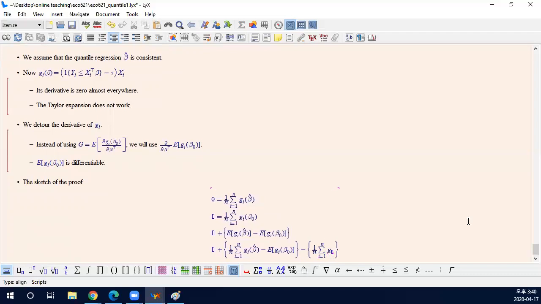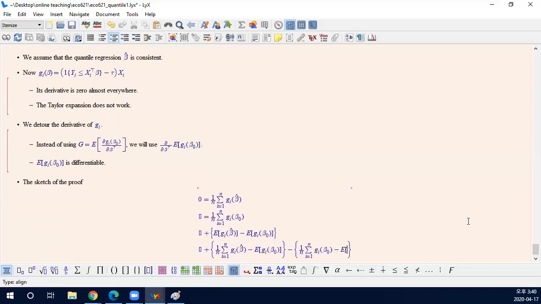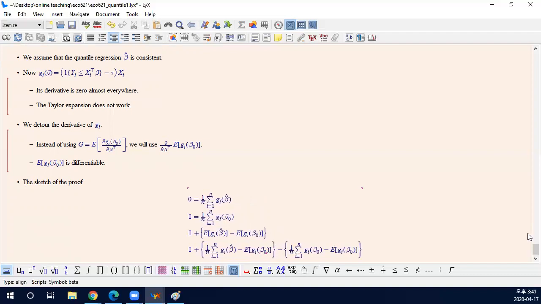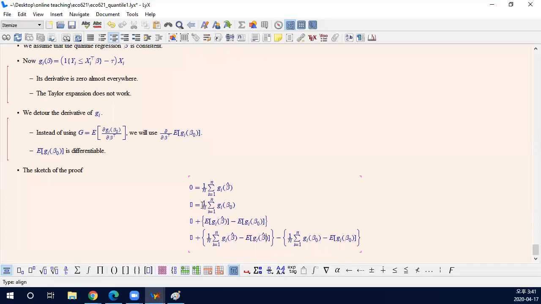Let me continue writing this. So what I did is I added, so this is canceled out by this, this is canceled out by this, this is canceled out by this. So in the end, the equality is simple. It is just subtraction and addition and subtraction. And I'm going to define this as A plus B plus C. So C is the larger term. These two terms in total, I will call them C.